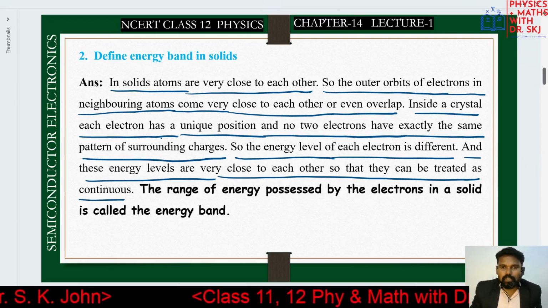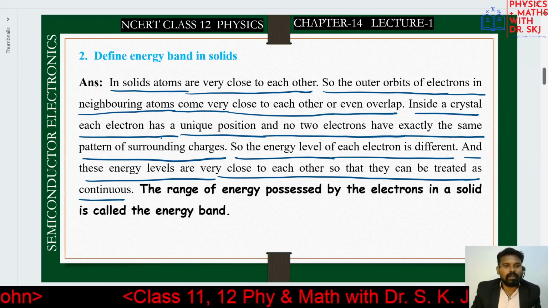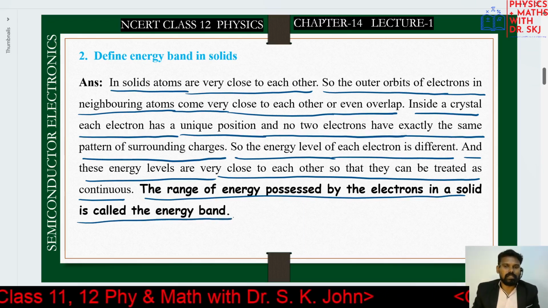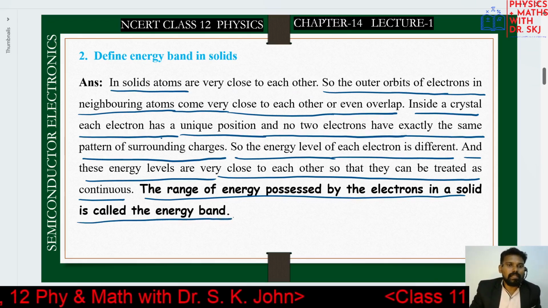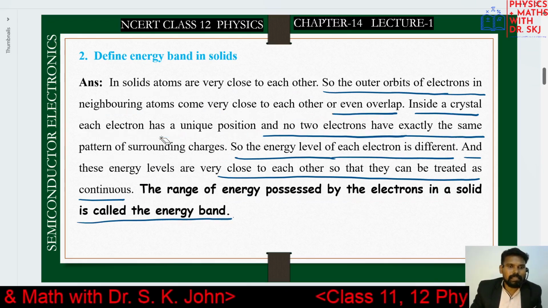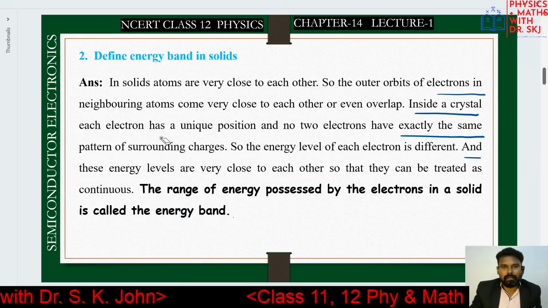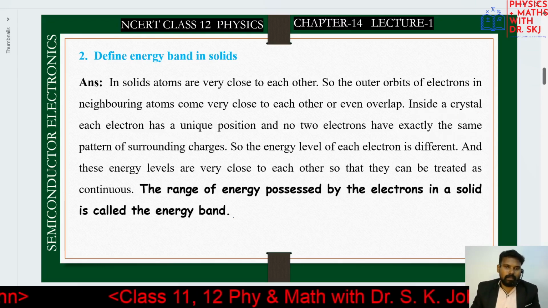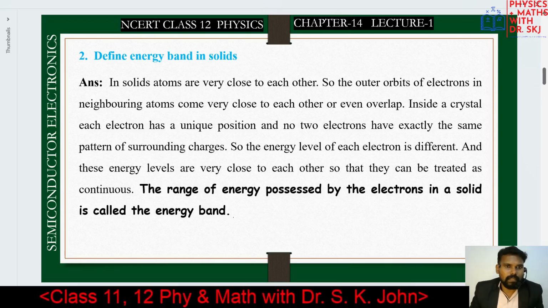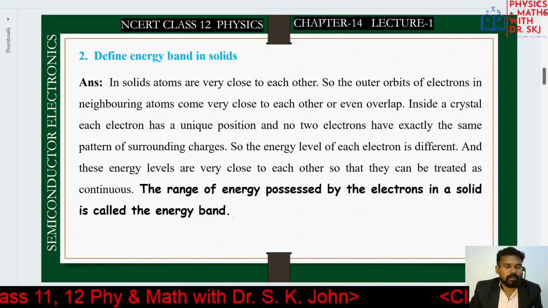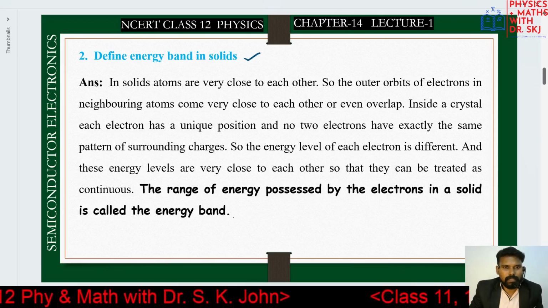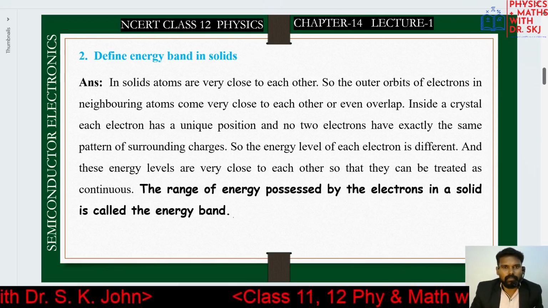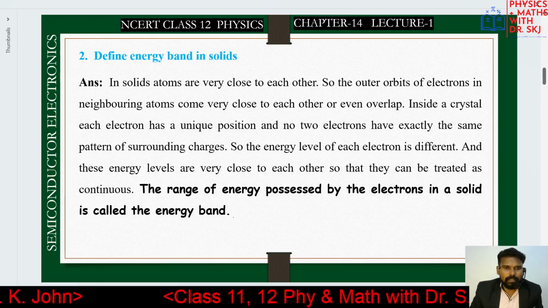The range of energy possessed by the electrons in a solid is called an energy band. This is the definition of energy band. This is the answer to the definition of energy bands. This is taken from the NCERT textbook. I have made it brief so that you can answer the question like this for the board exam. You can take a screenshot of this answer so that you can study.